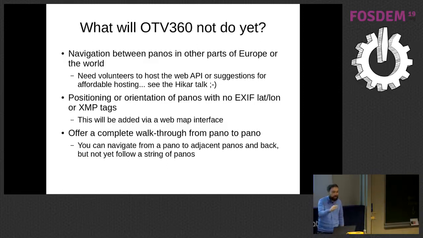And it doesn't offer a complete walkthrough just yet from panorama to panorama, so you can start at one panorama and go to the adjacent ones. But what you can't do just yet, as I said, this is in very early stages, is go from panorama A, then to B, then to C, then to D, then to E. That's not quite working yet, but it shouldn't be too difficult.